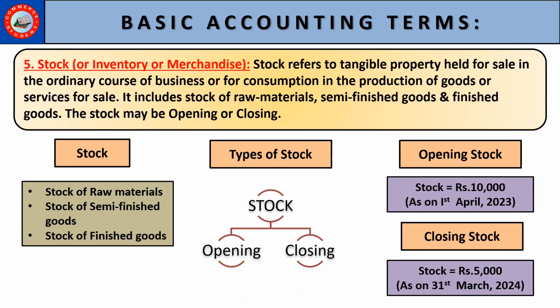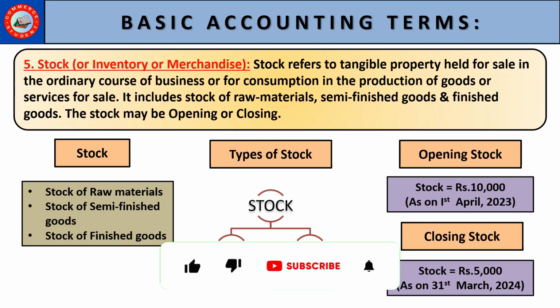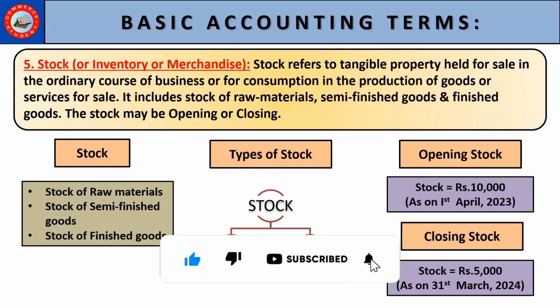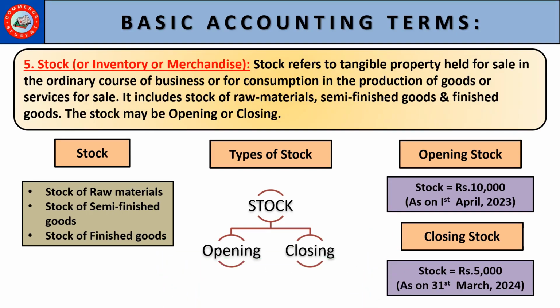Stock. Stock is also known as inventory or merchandise. Stock is the stuff a business has for sale or to use in making other things. It could be of raw materials, semi-finished goods, or finished goods. Stock is of two types, that is, opening and closing. Opening stock is what's unsold at the beginning of the current accounting period, and closing stock is what's unsold at the end of the current accounting period.